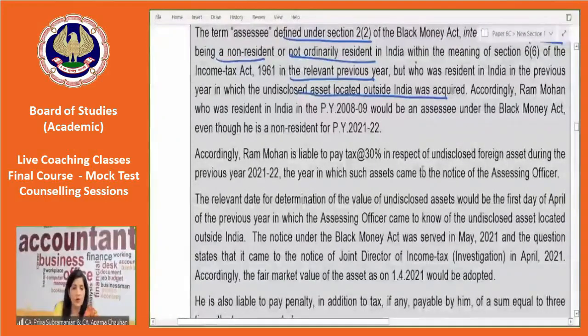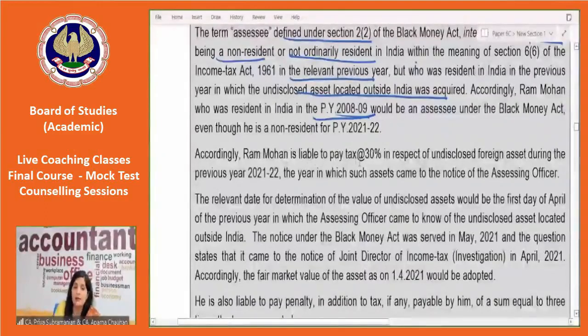For the previous year 21-22, Mr. Ram Mohan is not in India at all, so he is a non-resident. However, the foreign undisclosed assets were accumulated during the previous year 9-10. In that year, he was resident. In the previous year 8-9, he was resident, right? If he is a resident in those years for which the assets were acquired outside India, in that case also he will be considered an assessee, and Black Money law tax would be levied on that person. Accordingly, Mr.